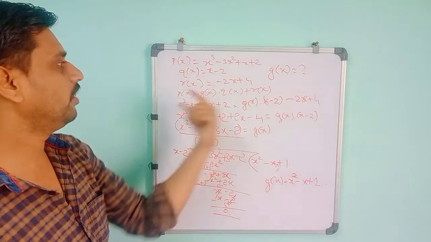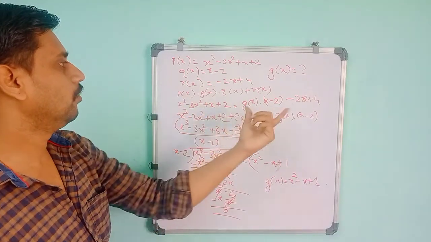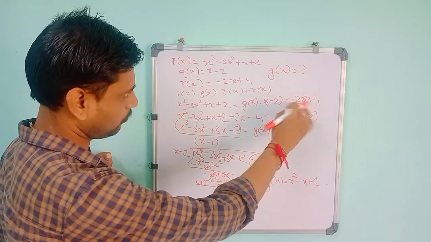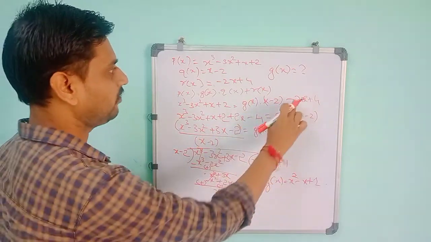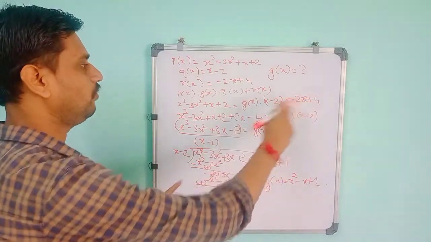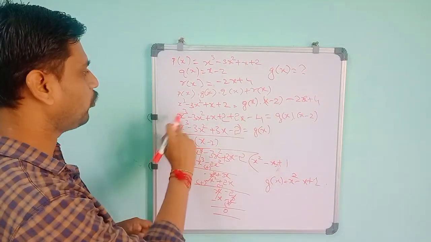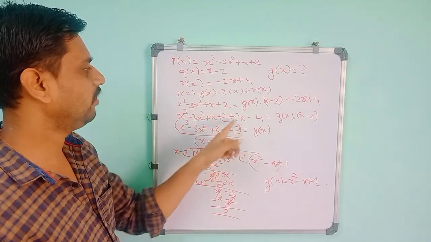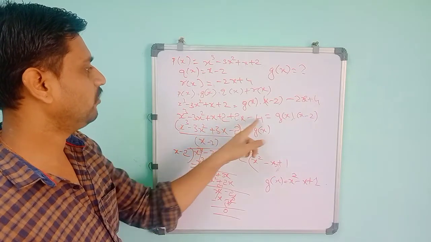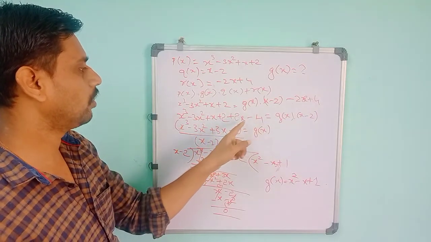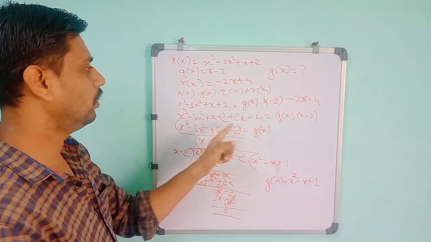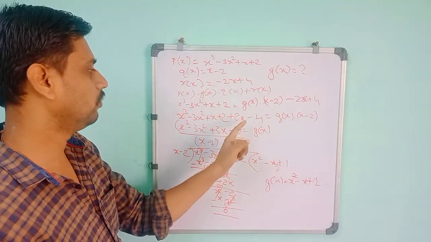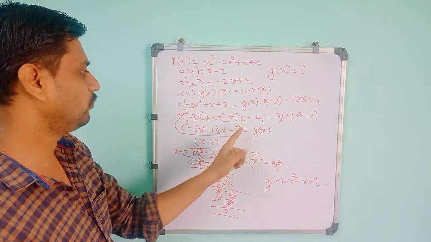When you are sending the values, addition will become minus, and subtraction will become addition. So minus 2x comes to this side as plus 2x, and plus 4 comes to this side as minus 4. Then x cube minus 3x square as it is, x plus 2x, so plus 3x. 2 minus 4, you can't do 2 minus 4, so do 4 minus 2. 4 minus 2 is 2, but the negative is greater, so I have to take the minus sign. So minus 2 is equal to g of x.